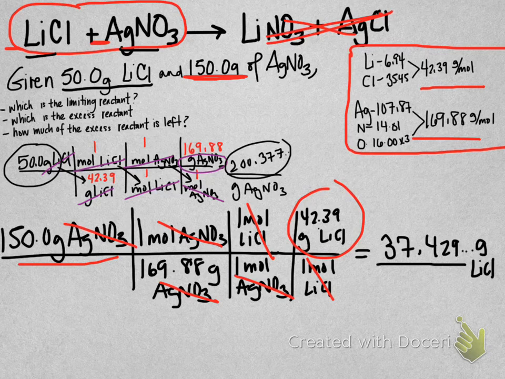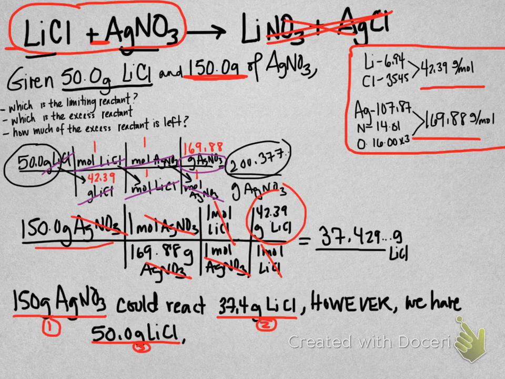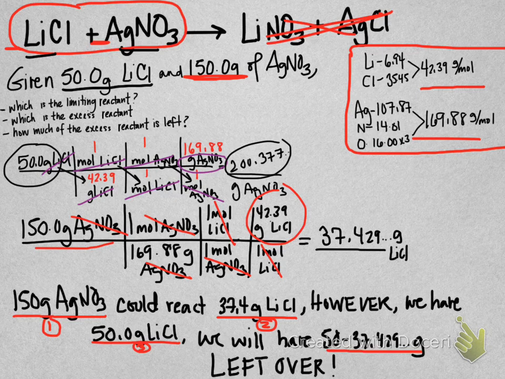Aha! Let's write our sentence. 150 grams of silver nitrate could react 37.4 grams of lithium chloride. However, we have 50 grams of lithium chloride. So, we will have 50 minus 37.429, etc., which comes out to 12.6 grams of lithium chloride left over.